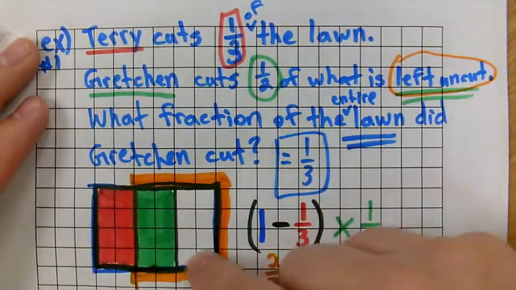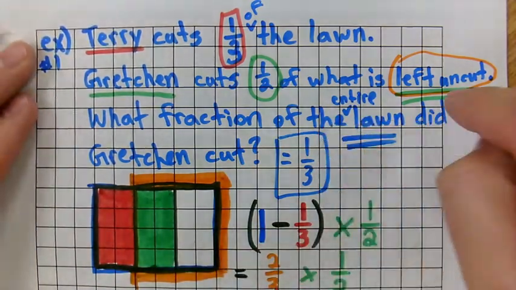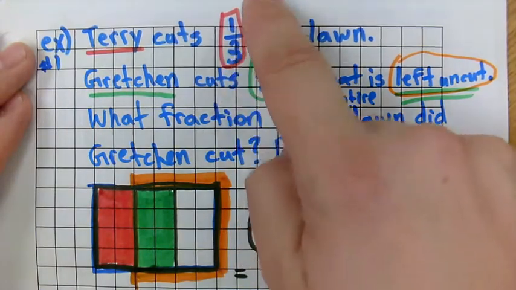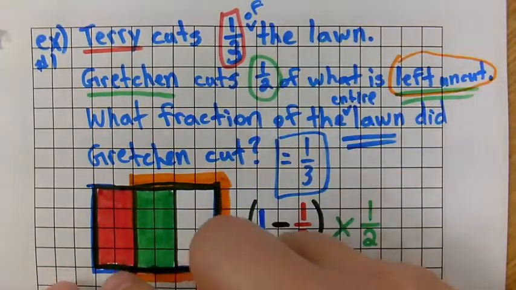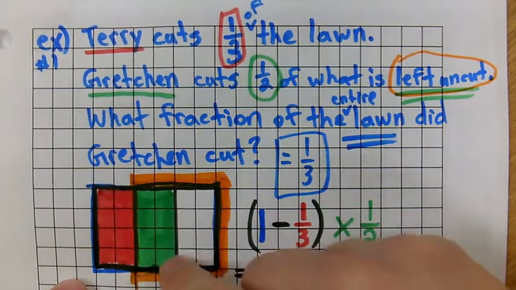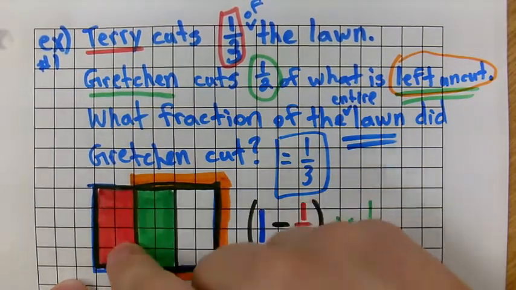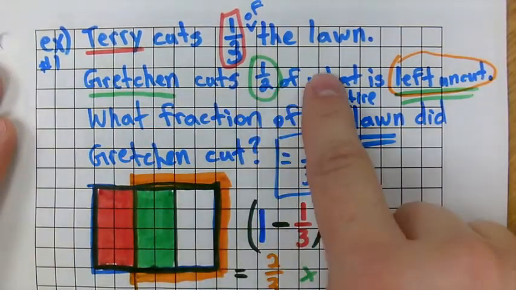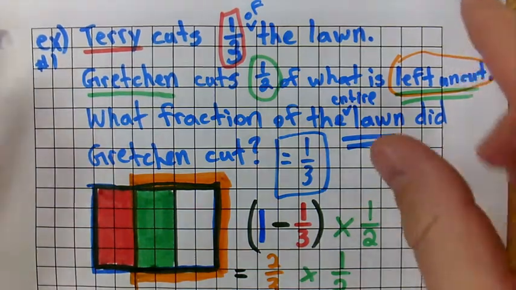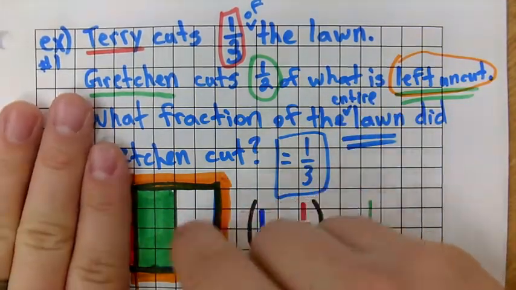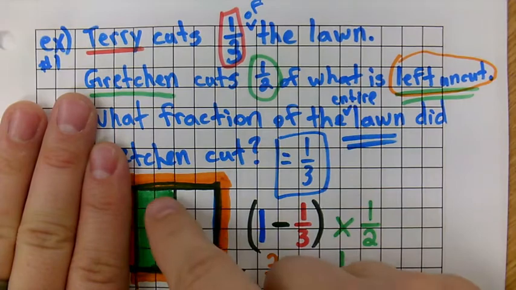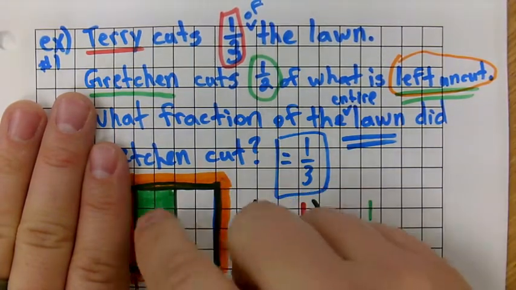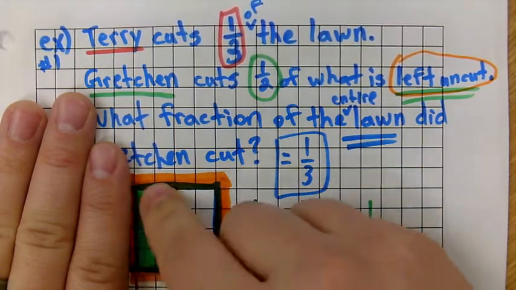So the whole lawn is circled in blue here. So the entire lawn is blue. And it says Terry cuts 1/3 of that entire lawn. So if you split it up into thirds, 3 equal pieces, Terry cuts that 1/3. Then it says here that Gretchen cuts 1/2 of what is left uncut by Terry, right? So we're not talking about this part, we're just talking about this. And what is half of it? It's this piece right here, 8 pieces, and then there's 8 pieces here, so it's half of them, right? So that's what Gretchen cut.